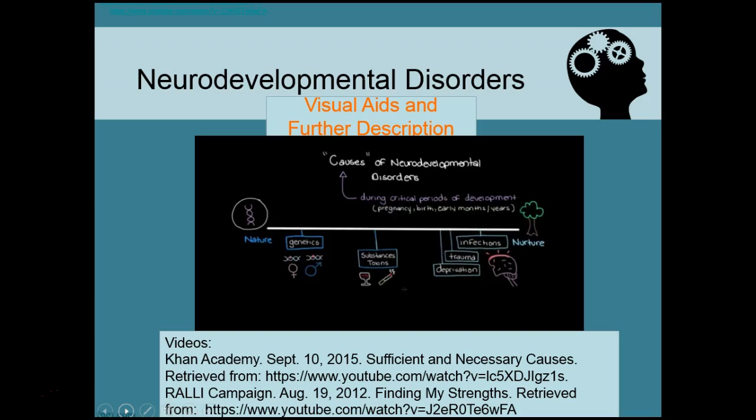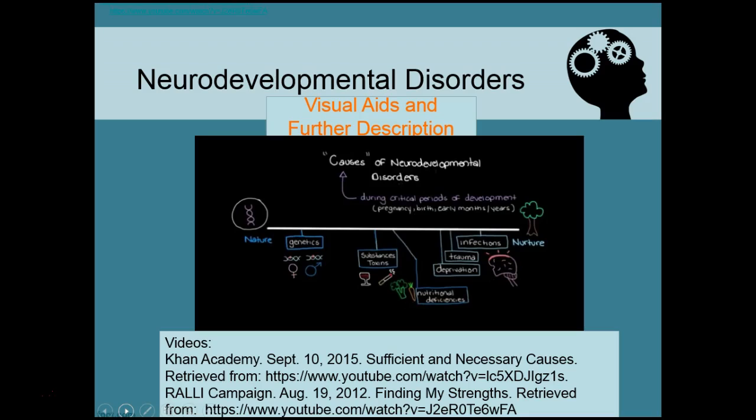Or maybe if mom doesn't get all of her important vitamins and minerals. So, for example, maybe she doesn't get enough folate, one of our B vitamins, while she's pregnant. So these sorts of nutritional deficiencies can also result in a neurodevelopmental disorder because a fetus relies on getting its nutrients, the fuel that it needs to grow properly, from mom.